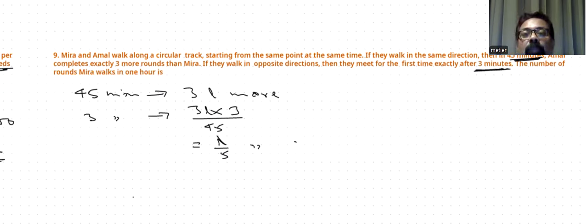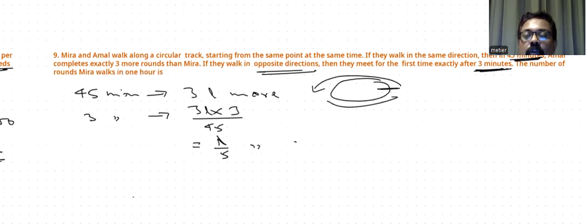When they are in the opposite direction, this is the starting point, so together they will cover the whole lap. Amal covers A meters in 3 minutes, and Mira covers M meters in 3 minutes. So what idea are we getting? A plus M will be L. And A minus M is L by 5.